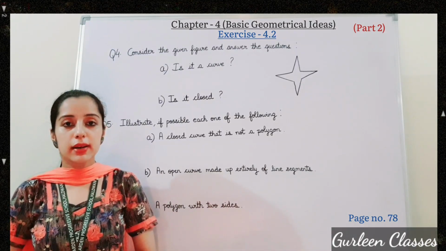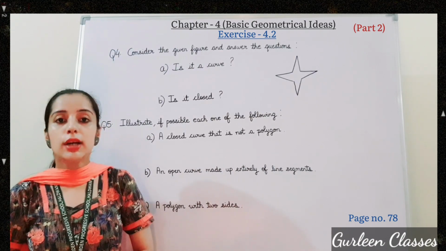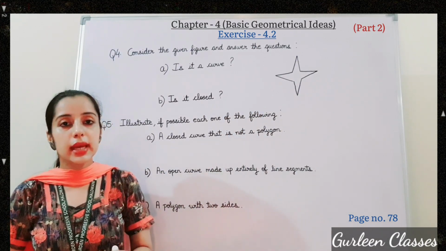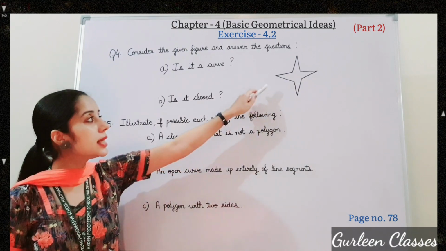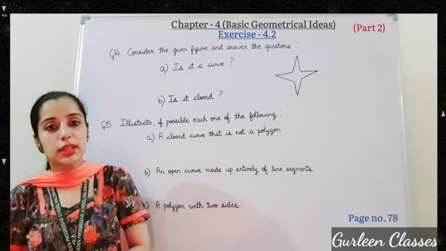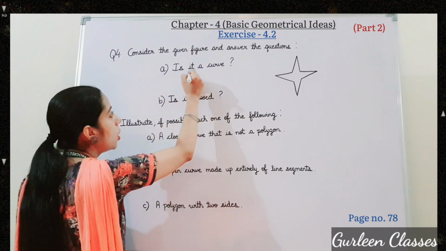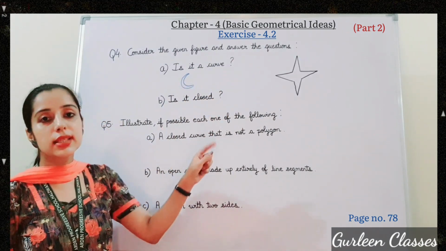Consider the given figure and answer the questions. A bar, is it a curve? We have to tell whether it is a curve. See students, anything that is not straight is a curve. So here you can see this is not straight. There is a little bend and divergence, so it is also a curve. It is not necessary that your curve is always like this. If it is bending and diverging, it is a curve.